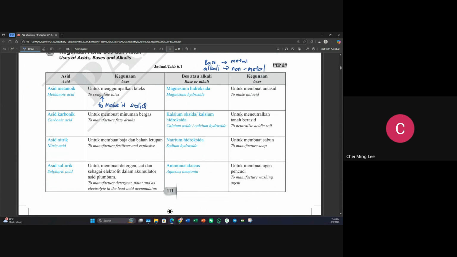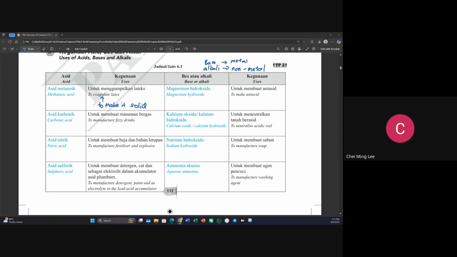Okay. And do you know what antacid is? Don't know. Antacid is actually one of the pills. Okay, the one that we eat to neutralize the acid in your stomach. The gastric one, the ubat gastric. Normally you see it in white color, like Gaviscon. Gaviscon contains this kind of thing.